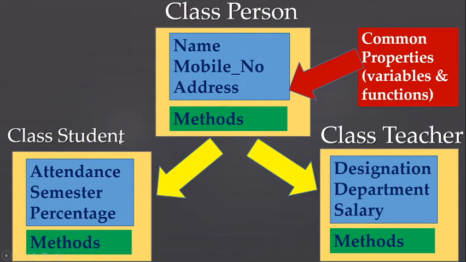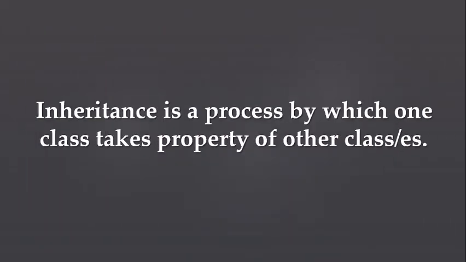And then the class Student will inherit the class Person, and the class Student at the individual level will only have the coding of attendance, semester and percentage and the individual methods. But due to inheritance, all the variables such as name, mobile number and address will be available for the Student also. The same thing is for the class Teacher also. That's inheritance. Inheritance is a process by which one class takes the properties of another class or other classes.